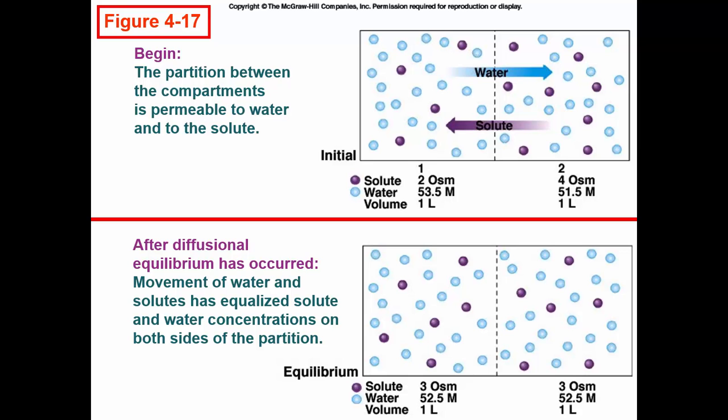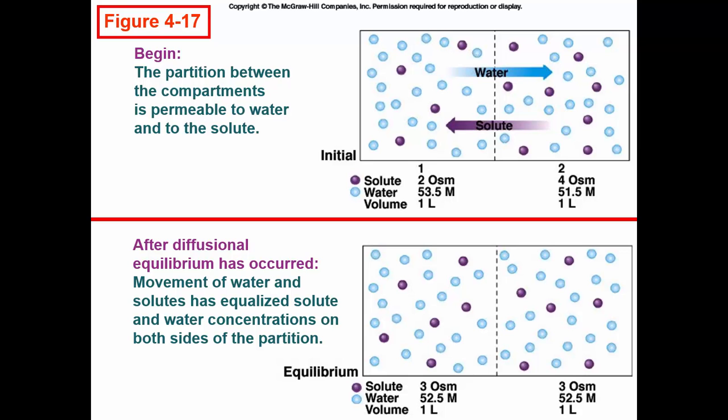All right, so here's an example. We're going to start getting into osmolarity and fluid movements. In figure 417, the partition between the compartments is permeable to both water and solute. So the light blue and the purple dots can move. So we start off with a permeable membrane, two compartments. The osmolarity in the left compartment is 2 osmolar. I like doing everything in 1 osmolar.